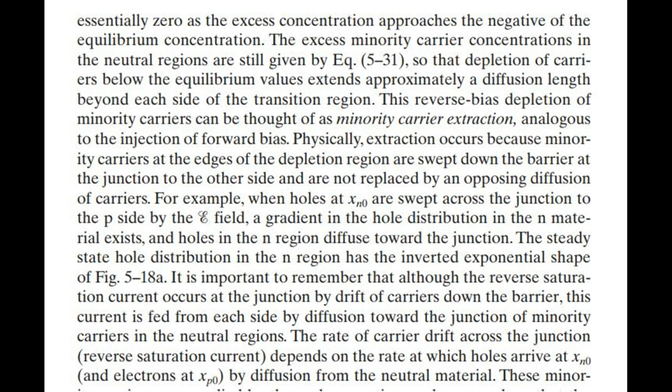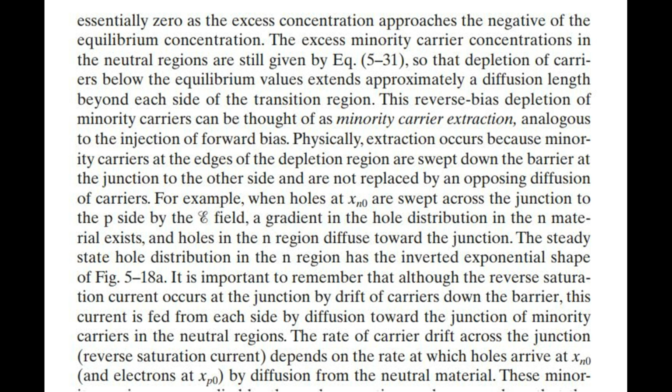This reverse bias depletion of minority carriers can be thought of as minority carrier extraction, analogous to the injection of forward bias. Physically, extraction occurs because minority carriers at the edges of the depletion region are swept down the barrier at the junction to the other side and are not replaced by an opposing diffusion of carriers. For example, when holes at x_n0 are swept across the junction to the P side by the field, a gradient in the hole distribution in the N material exists, and holes in the N region diffuse toward the junction. The steady-state hole distribution in the N region has the inverted exponential shape of Fig 5-18a.